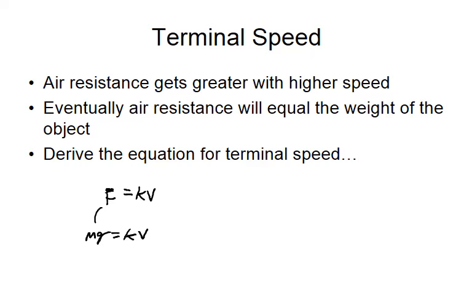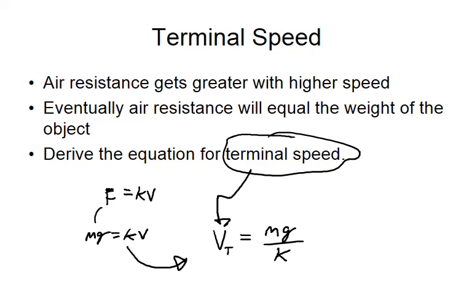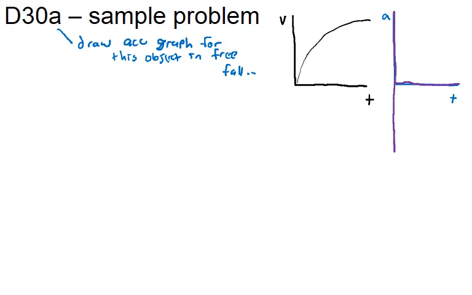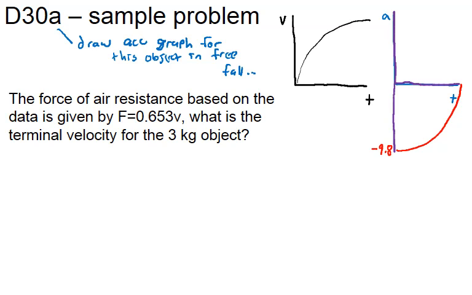All right, so the weight is mg, and the terminal speed then is the weight divided by k. And that is our terminal speed. So let's go ahead and try a sample problem here. The force of air resistance based on the data given is F equals 0.653 V. What is the terminal velocity of the 3 kilogram object? So go ahead and pause the clip, give this a try, and when you're ready to check, you can hit play to continue.